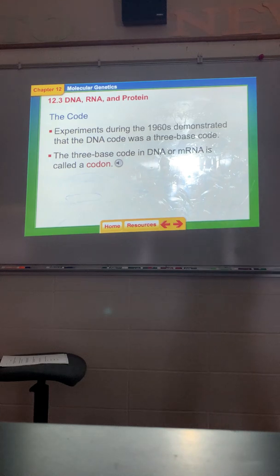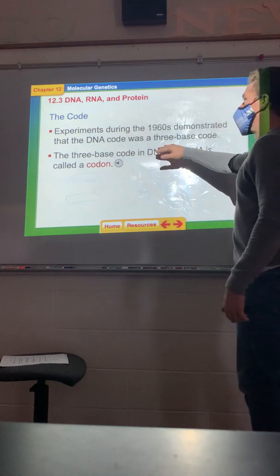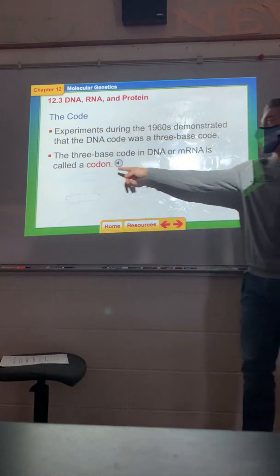AUG is the start codon, meaning that's what's going to start making a protein. All right, so it's that 3 base code, a codon.